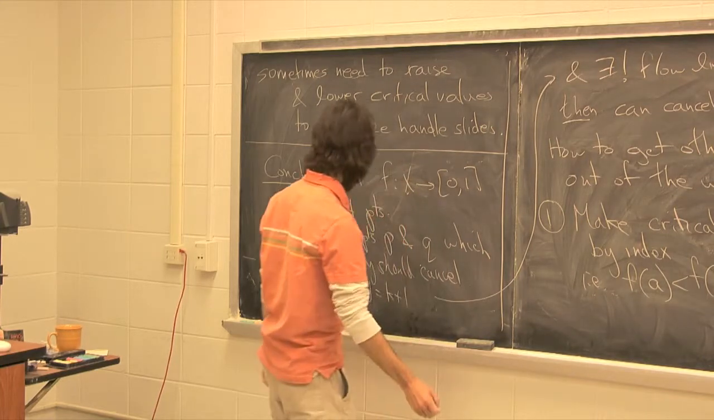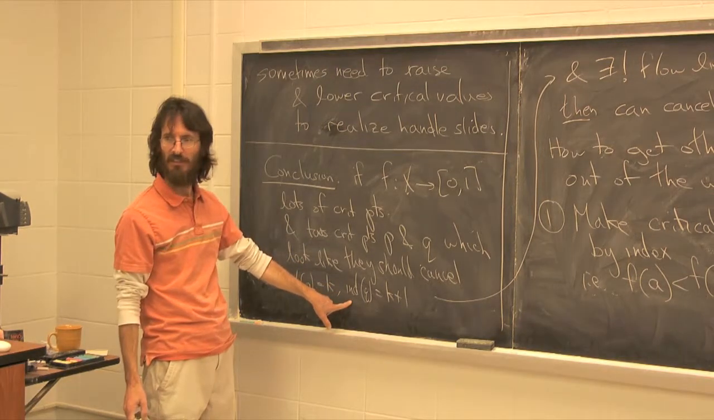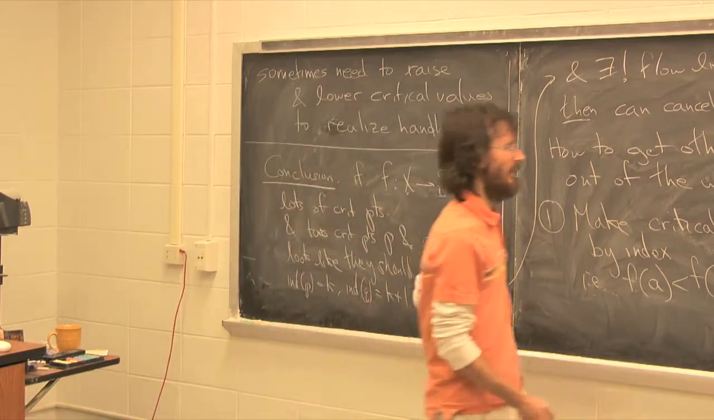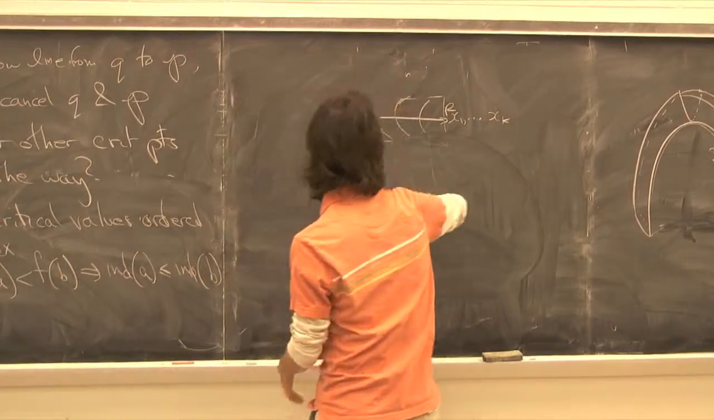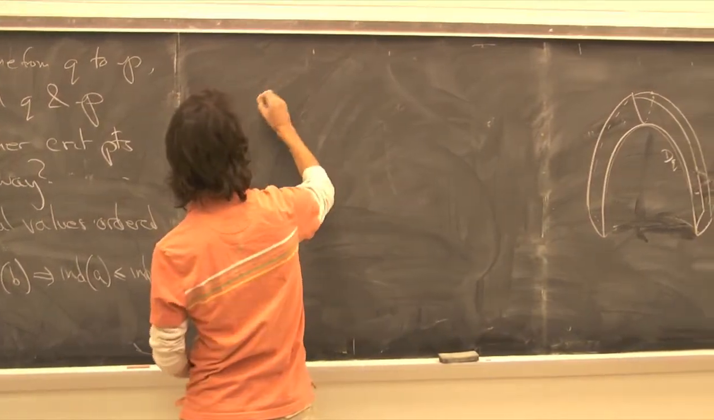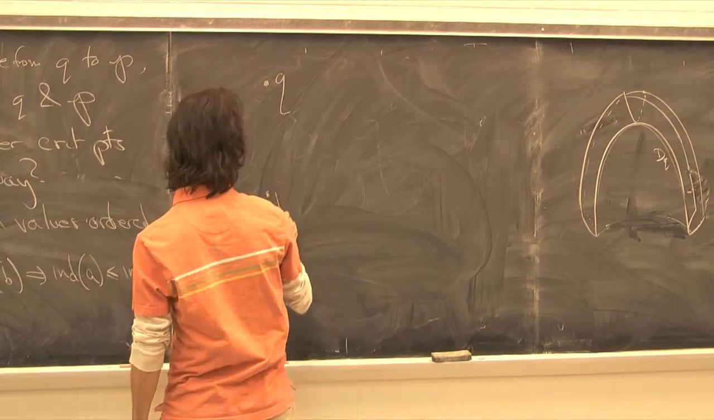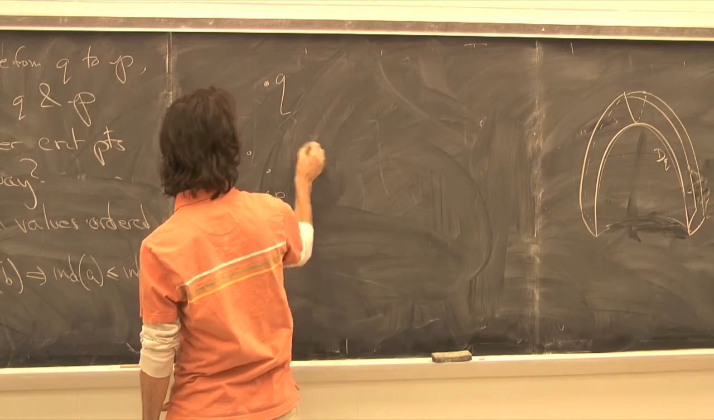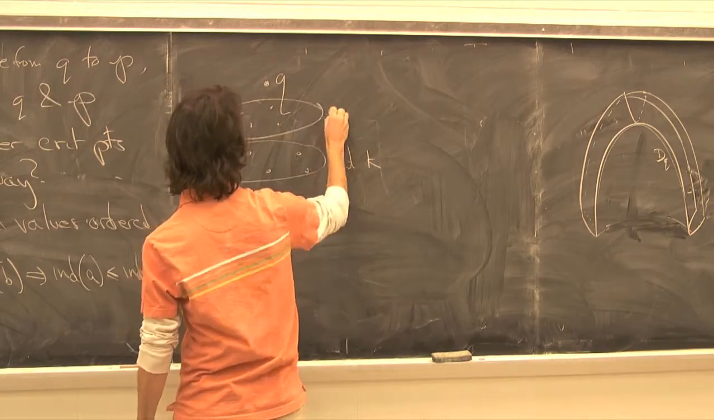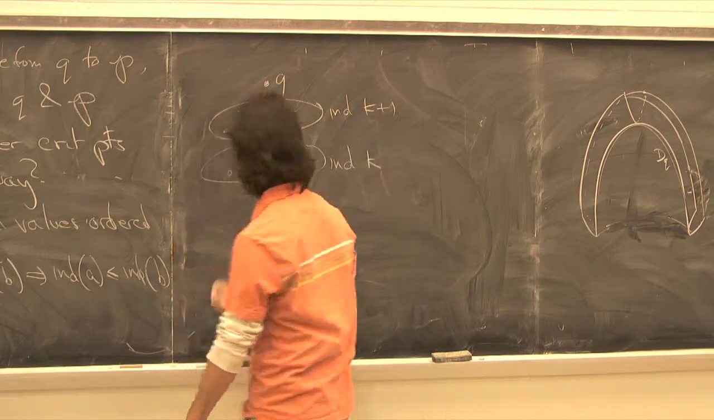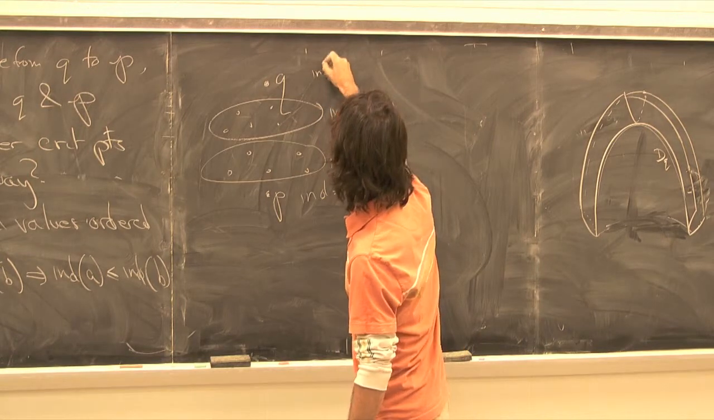Once you have that, then you know that these 2 critical points are separated by index 1. There still might be lots of other critical points between them, but those critical points will be either index k or k plus 1. So what you'll have is Q and P, and then a whole bunch of other index k critical points and a whole bunch of other index k plus 1 critical points. But again, this is index k, and this is index k plus 1.